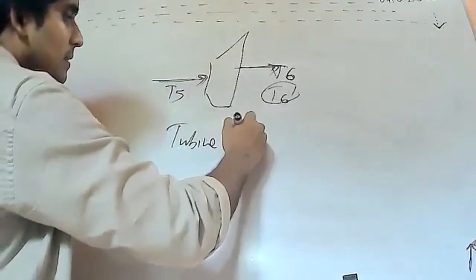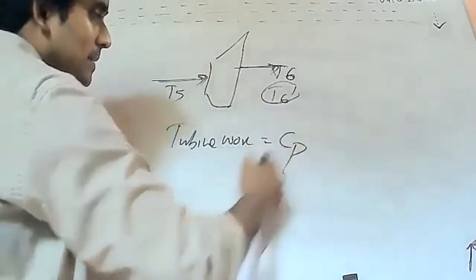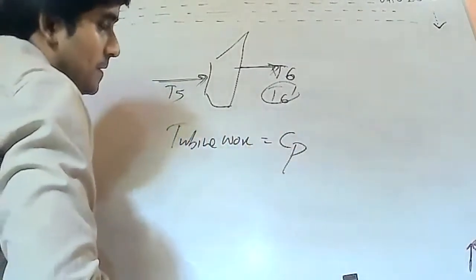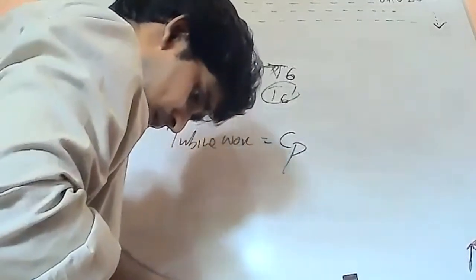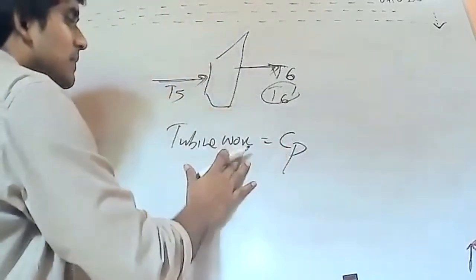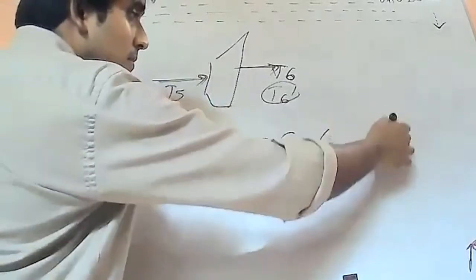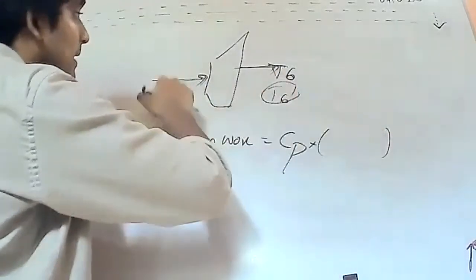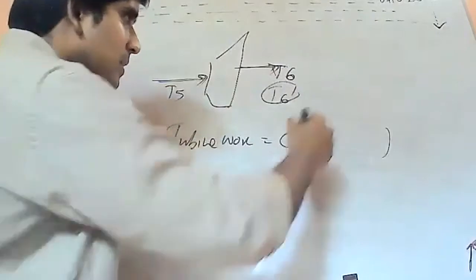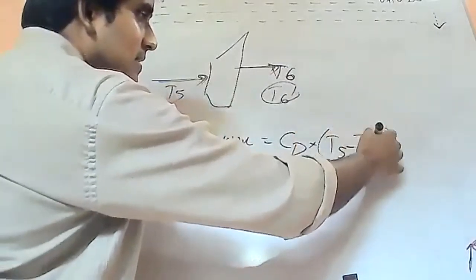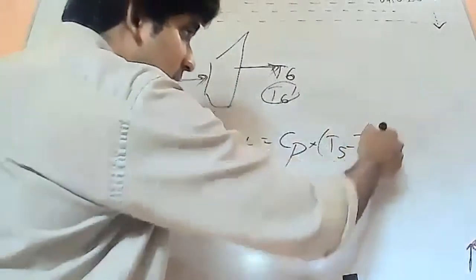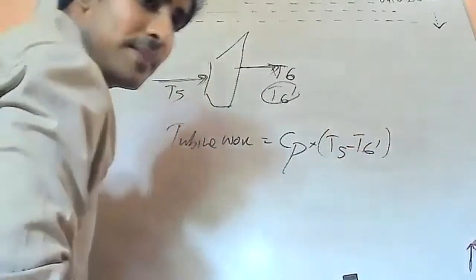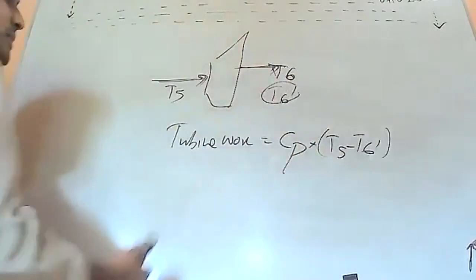Turbine work is Cp times, Cp is the specific heat capacity at constant pressure, which is mentioned in the problem. So turbine work is Cp times the temperature difference of turbine input and output. Input is higher, right? T5 minus T6. But don't put T6 here, because here you have to consider the efficiency of the turbine. So T6 dash. And that is the turbine work.